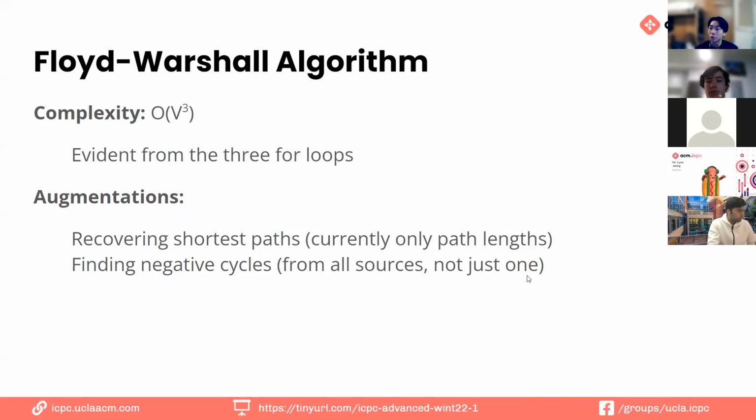The reason why you would use this is because Bellman-Ford only finds negative cycles that you can reach from the starting vertex that you choose. In this case, Floyd-Warshall finds shortest paths from all pairs, so it's able to find negative cycles in the entire graph as a whole. But we won't be talking about that. Definitely search it up if you're interested.